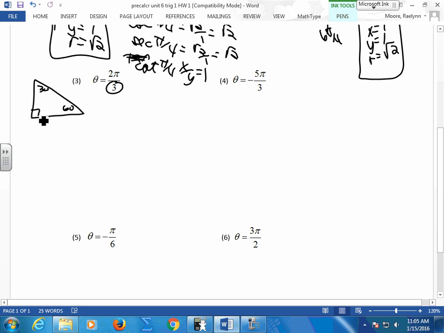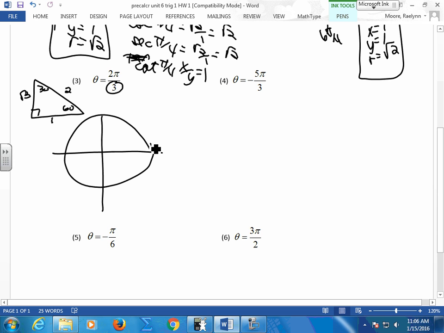So I best remember that opposite the 30 is 1. Opposite my right angle is 2. This guy is radical 3. Okay, I'm going to be using this triangle. So I need to figure out where in the world is 2 pi over 3.